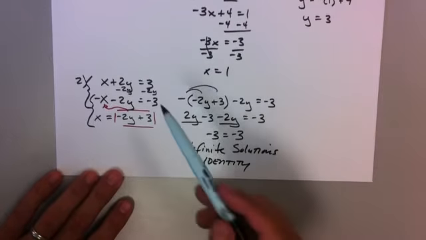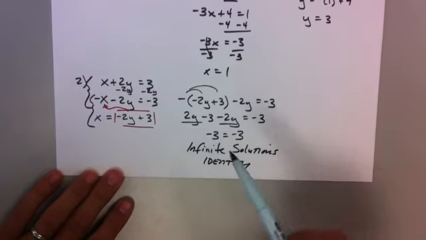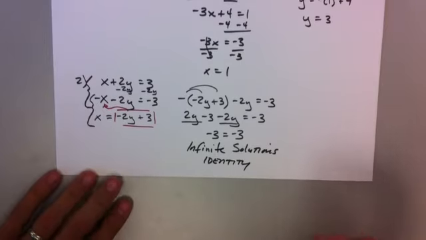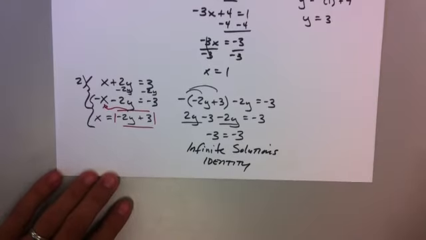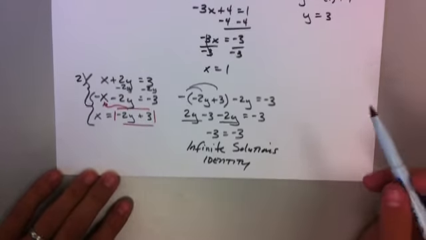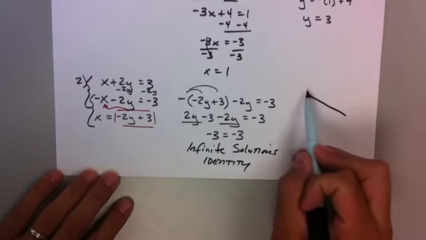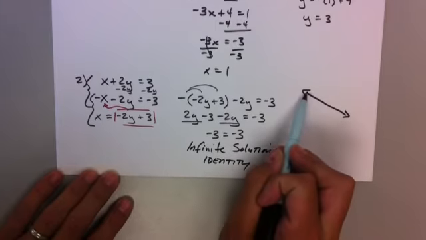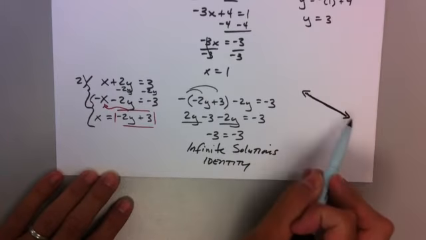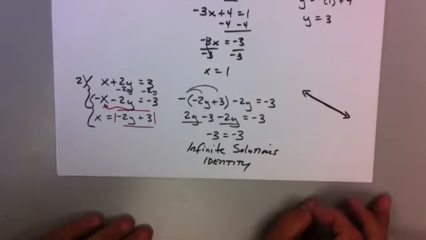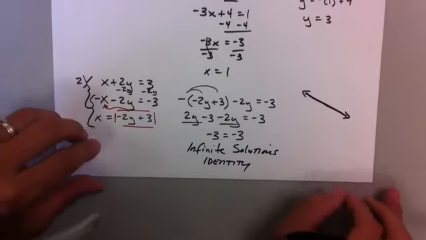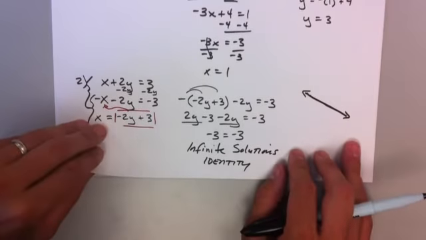It means that if there's an infinite amount of solutions, that means there's an infinite amount of points that they have in common. So that means that if one of the lines were to look something like this, then the other line would just lay right on top of it. It would be an infinite amount of solutions. All right, let's try one more.